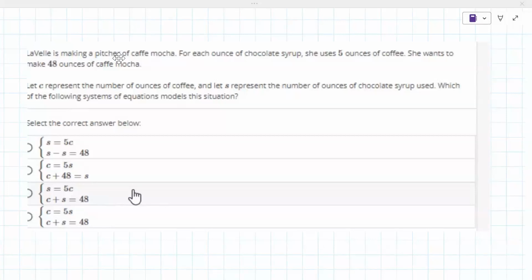L is making a pitcher of cafe mocha, for each ounce of chocolate syrup. So I guess that's C. Well, actually, I take that back. S is the ounces of chocolate syrup, and C is the number of ounces of coffee. All right, so we know that C plus S equals 48. There's always a total equation.